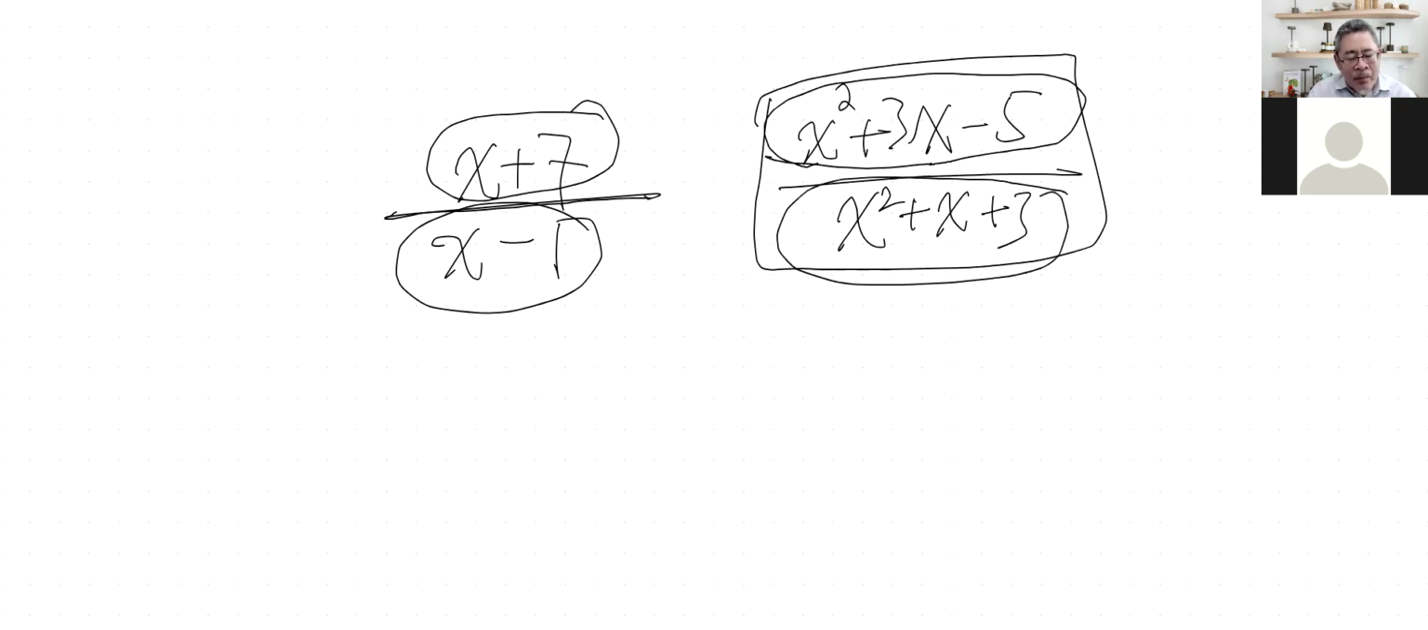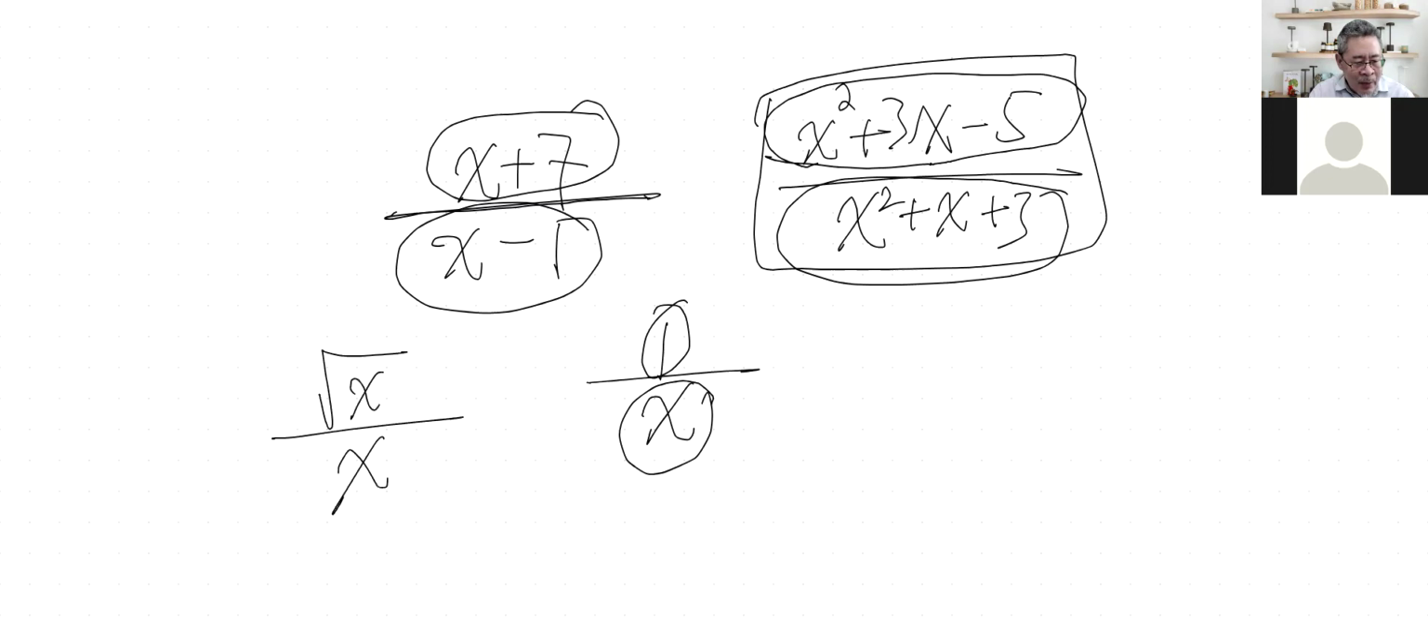And also something like this: a constant term over x. That's also considered a rational expression. And now there are some things which are not rational. For example, square root of x over x. That's no longer rational because this one is not a polynomial. That's called a radical.